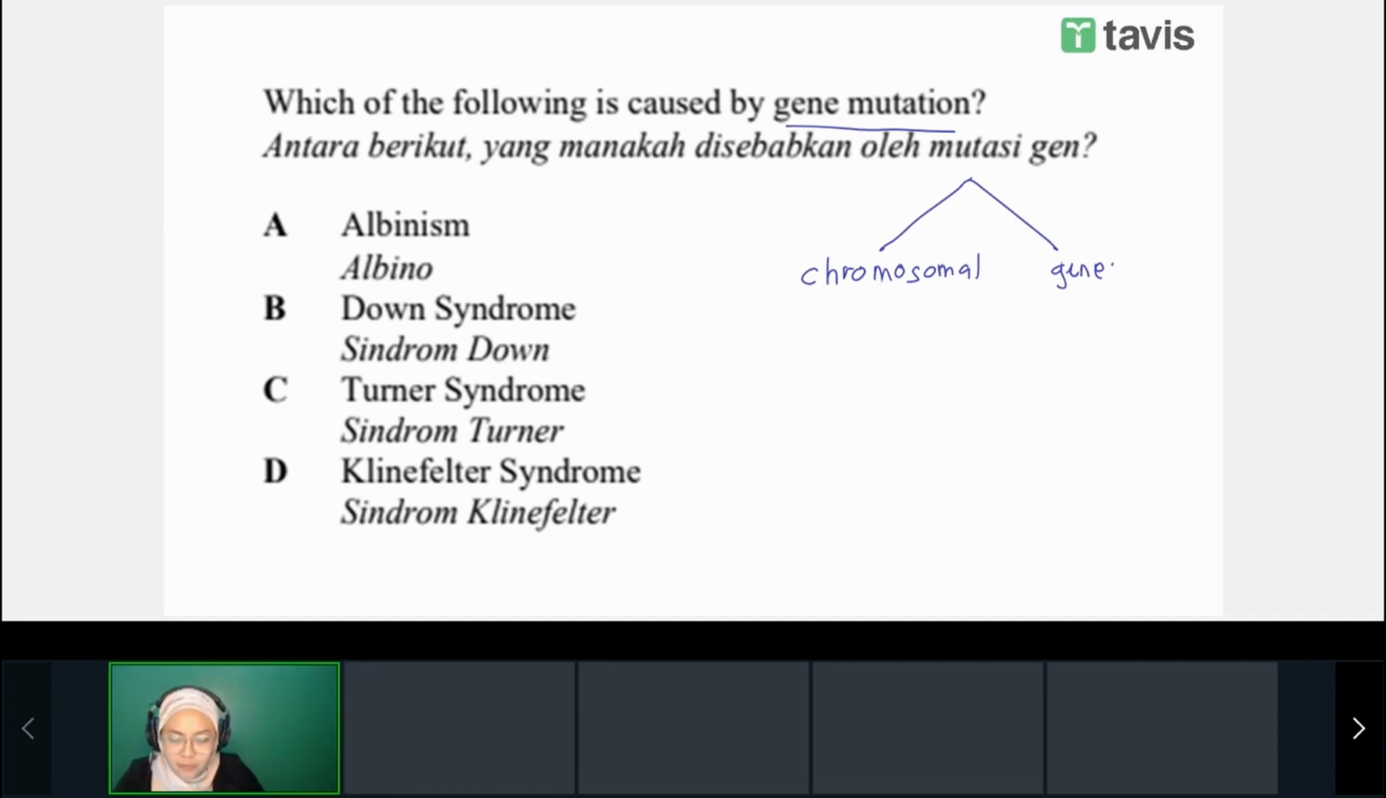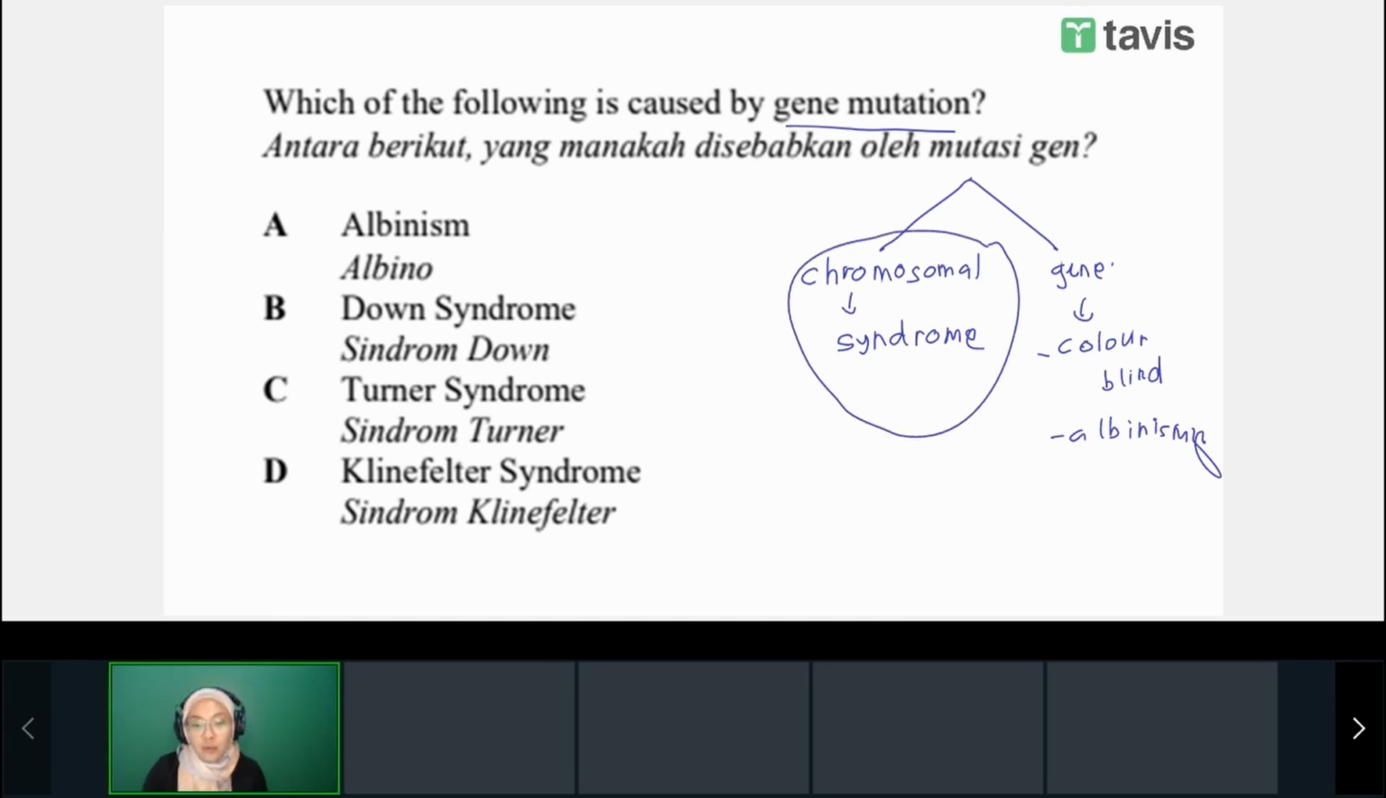Okay, for chromosomal involving the changes of the number of the chromosome. So you please remember any disease that the end is a syndrome is a chromosomal mutation. But for a gene, apart from that, like color blindness, now we have hemophilia, albinism. Usually I remember this by only remember one, which is a chromosomal. Besides that, it will be a gene mutation.